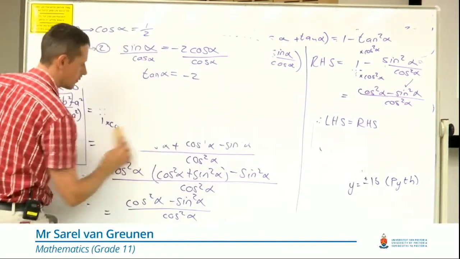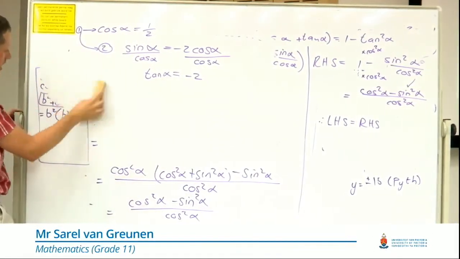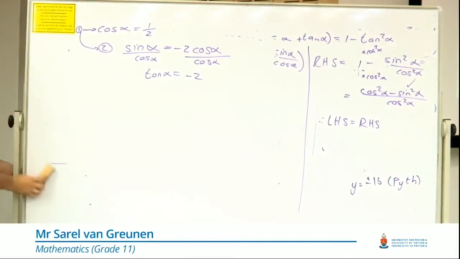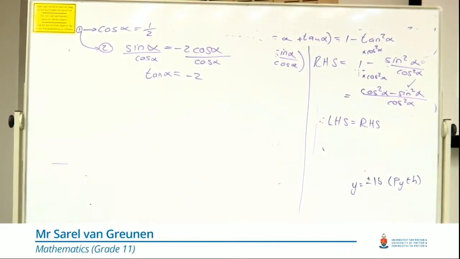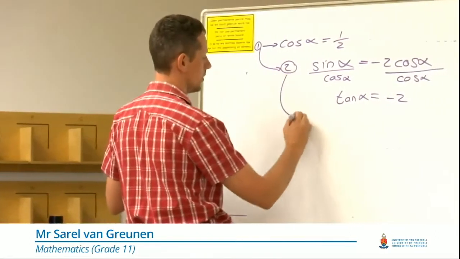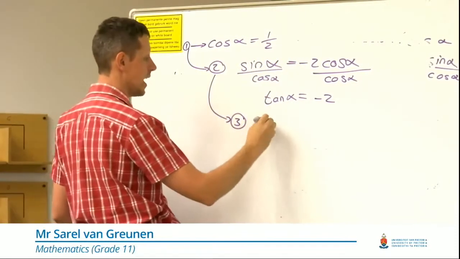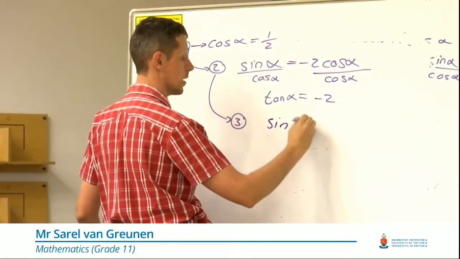Let's have a look at the third type. And I want you guys to make a very, very, very big star next to the third type. Because guaranteed next year when you get to grade 12, your grade 12 teacher is going to try and catch you out with this one. The third type is when I've got sine and cos, but the angles are not the same.